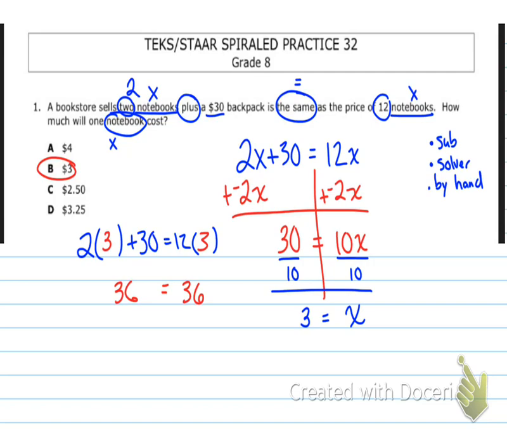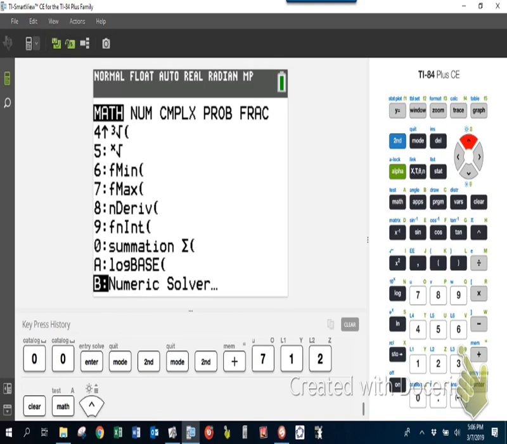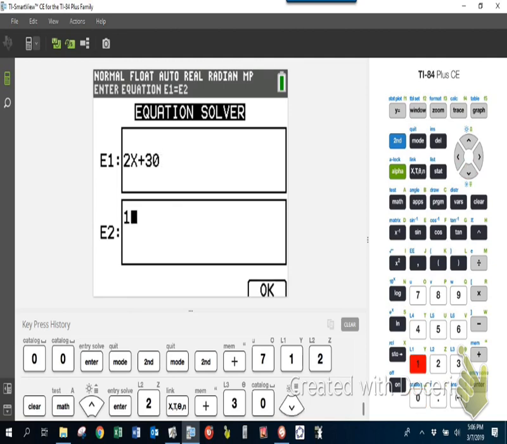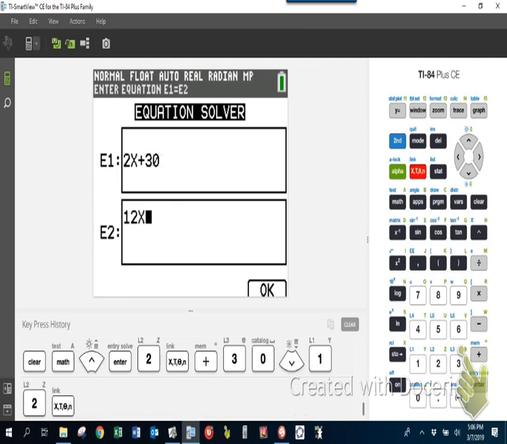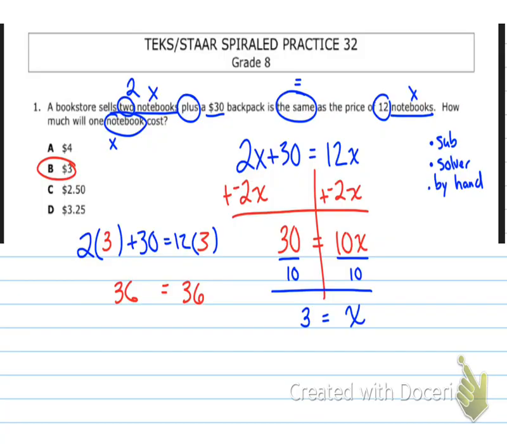And then the last method is solver. So again, when you do solver, you go to math, scroll up, solver, and I'm going to type in my equation, which was 2x plus 30, and then that equals 12x. And then just be careful because there is round off error from time to time, but most of the time it comes out good. In this case, there you go, I solved for x. Just always go and double check that you wrote your equation right. So x is equal to 3.